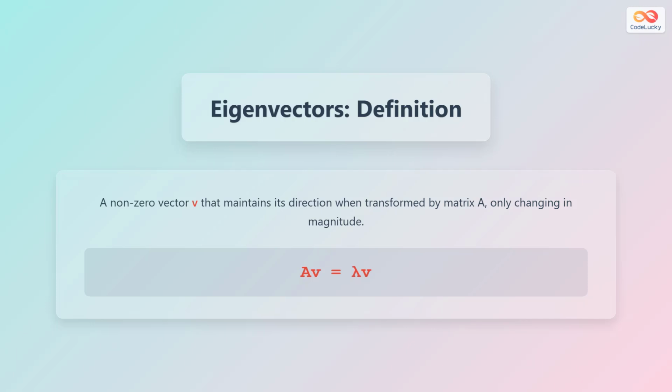An eigenvector, denoted by the letter v, is a non-zero vector that maintains its direction when transformed by a matrix A, only changing in magnitude. In other words, when a matrix acts on an eigenvector, the resulting vector is just a scaled version of the original eigenvector. Again, this relationship is mathematically expressed as Av = λv.